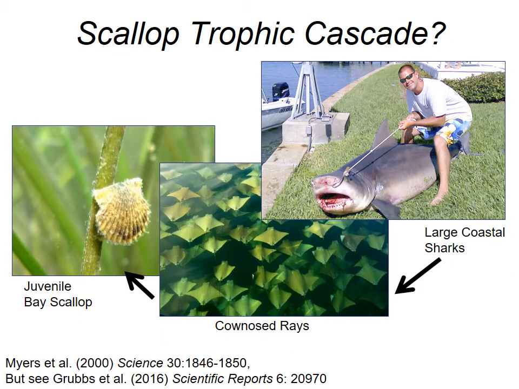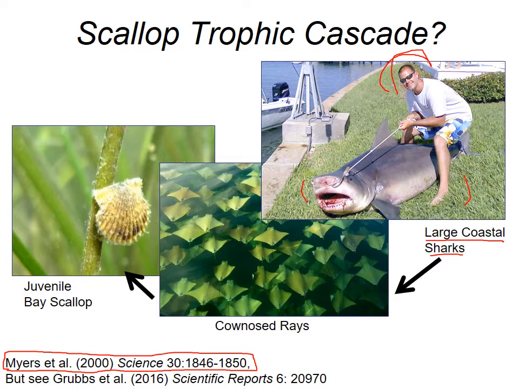Okay, while on the topic of scallops, I want to talk about an interesting trophic cascade as an example of a hypothesized connection between overfishing by humans and changes in seagrass bed ecosystems. There was a paper published by Ransom Myers in the year 2000 in the high-profile journal Science, which correlated a decrease in the abundance of large coastal sharks like this bull shark. The decrease in large coastal sharks was caused by humans like this fisherman here.